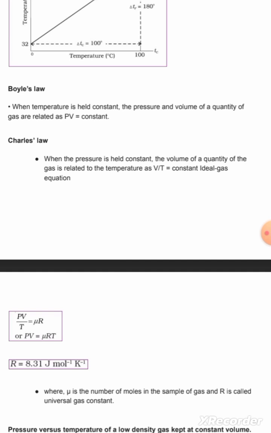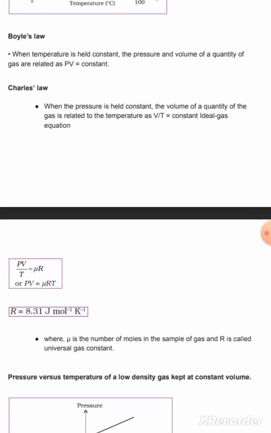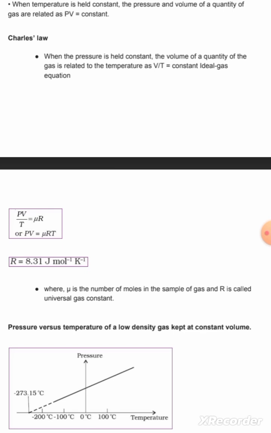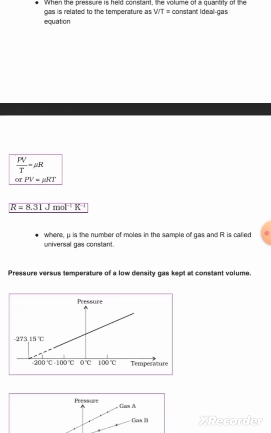We know PV is equal to nRT. When P is constant, V by T is constant. PV by T is equal to mu R. PV is equal to mu R T. R is constant, universal gas constant, and its value is 8.31 joule per mole per Kelvin.